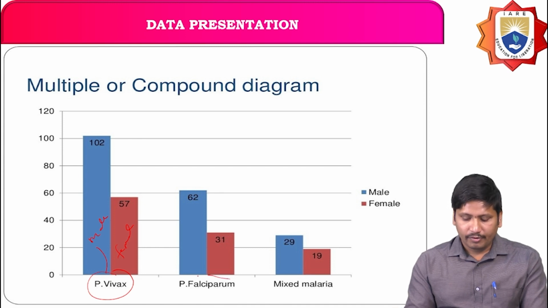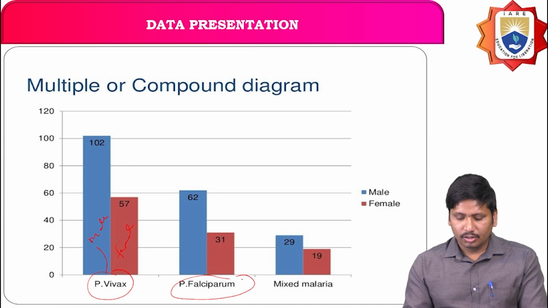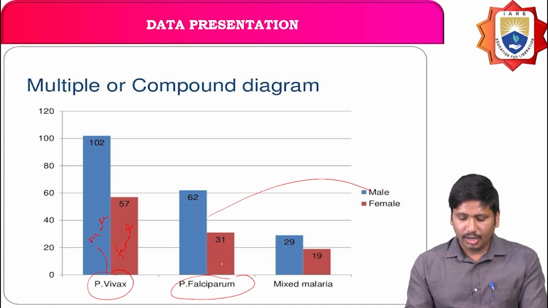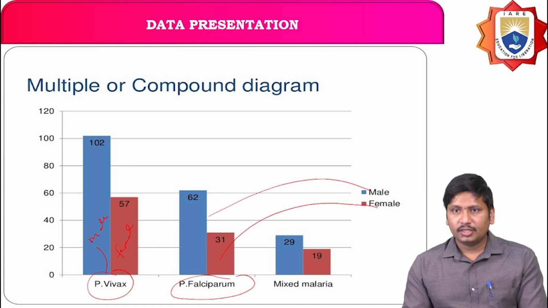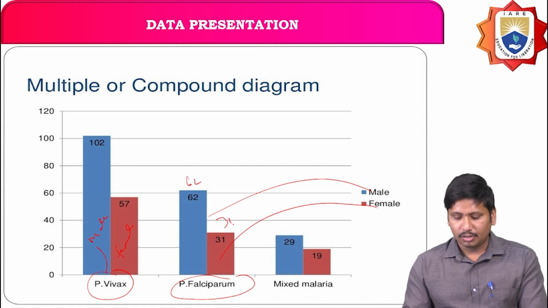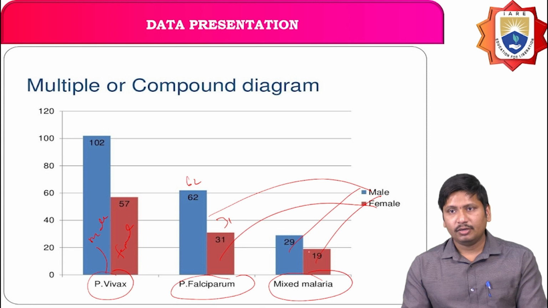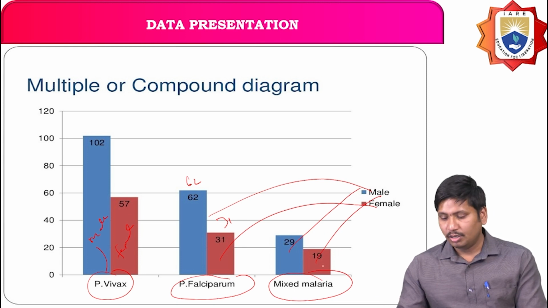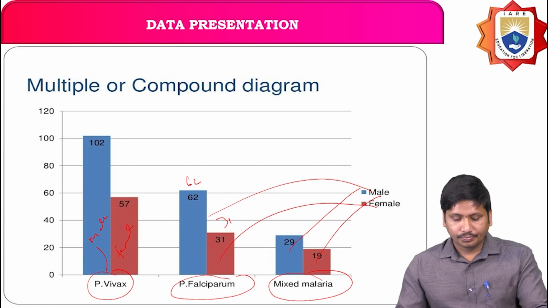Similarly, for falciparum, which is a disease, the blue indicates male and the red indicates female. The number should be around 62 in male and 31 in female. And similarly, in mixed malaria, how many males are available and how many females are available? That will be 29 and 19. So like this, I can represent the multiple bar diagram.